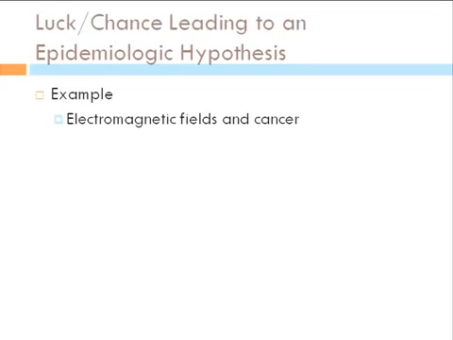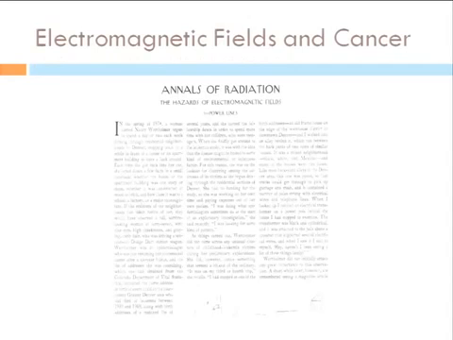And luck, chance can also lead to an epidemiologic hypothesis. One example of that is electromagnetic fields and cancer. And here we have an article about, what was her name? Nancy Wertheimer. So she was an epidemiologist. She actually took some time off to have kids and take care of her kids, wanted to get back in the field, was very interested in leukemia. And so she started studying cases of childhood leukemia.